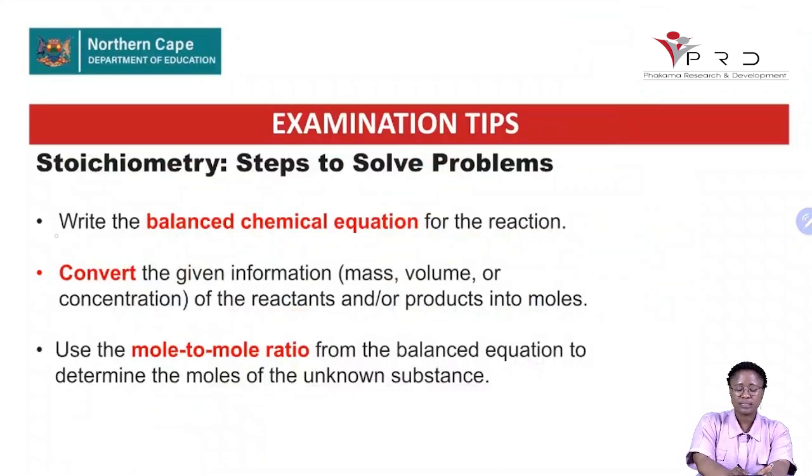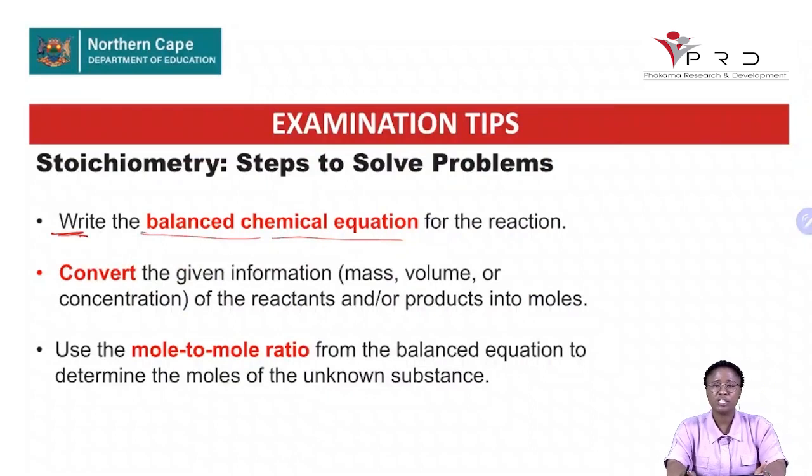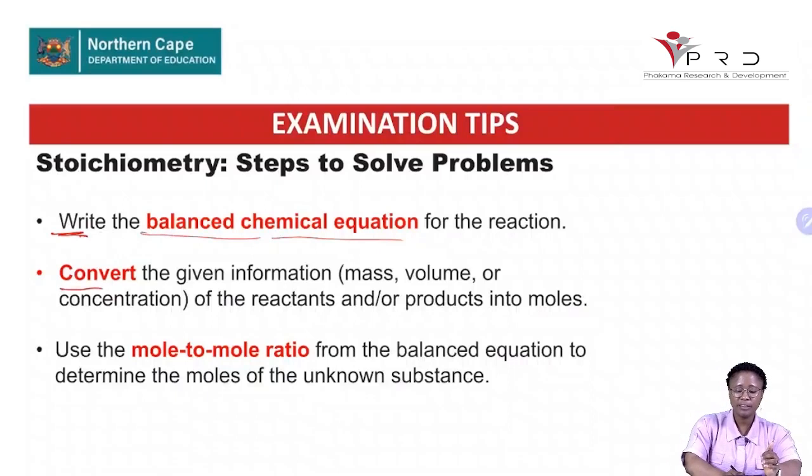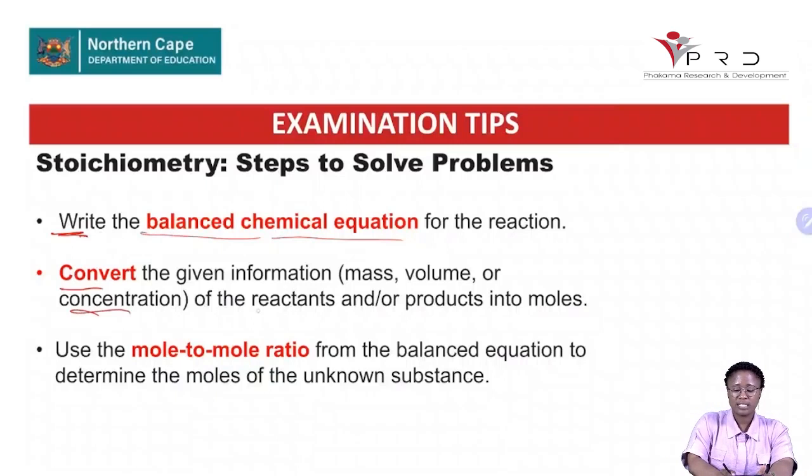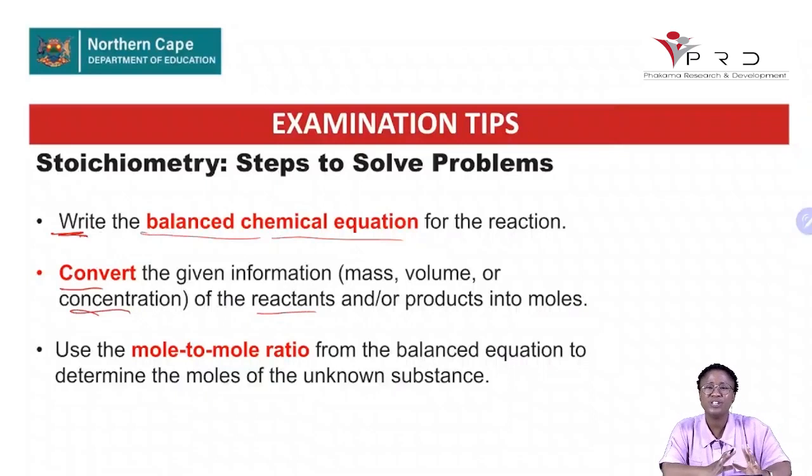Step number one, you should be able to write down the balanced chemical reaction. So if they've given you the reaction already, you need to make sure that the equation is balanced. If the equation is not balanced, then you need to balance the equation. Then you need to convert the given information. Which information? The concentration or the volume or the mass. Where do you convert it to? You convert it into number of moles.